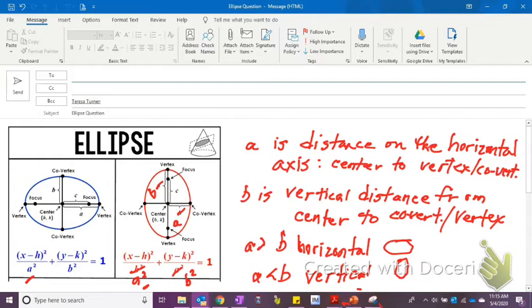If the ellipse is horizontal, B is the distance from the center to the co-vertex that you see here. And if the ellipse is vertical, it's the distance from the center to the vertex, like the one here on the right.